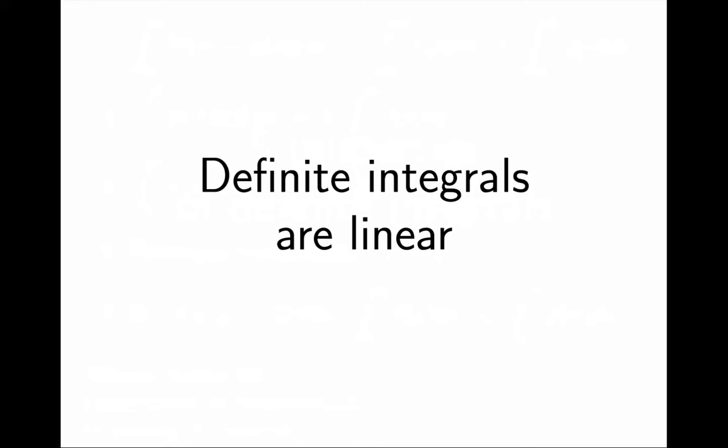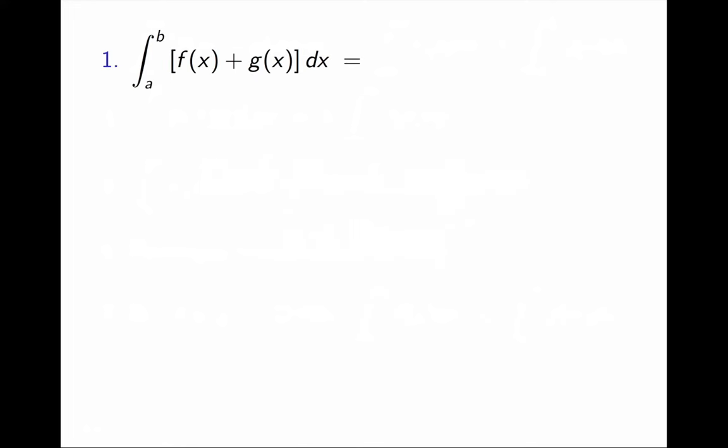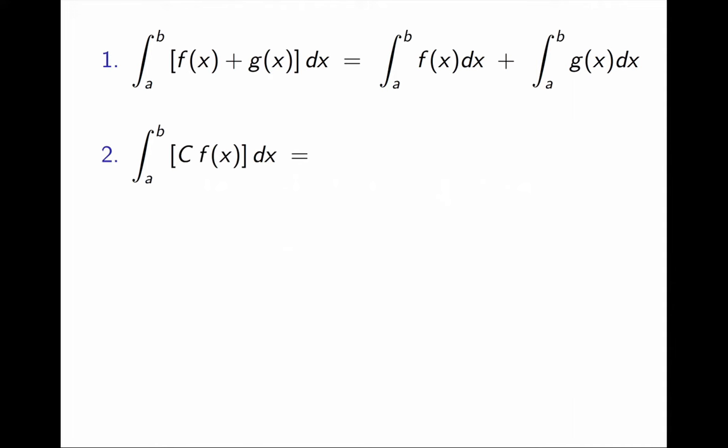What does this mean? The integral of the sum of two functions, f and g, equals the integral of f plus the integral of g. And the integral of a constant c times a function f equals the constant c times the integral of f. Linearity means these two properties. You probably already assumed they would be true, and we're going to use them anyway.